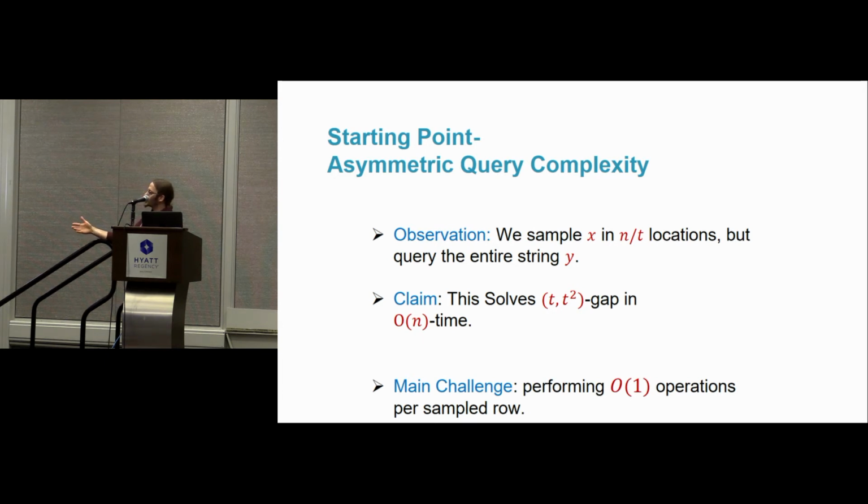So what was our main challenge? We would like that for each sampled row, we don't want to do omega of t comparisons. We would like to do only order of 1 comparison. Otherwise, we reach a linear time algorithm. Okay, so that was our main challenge.